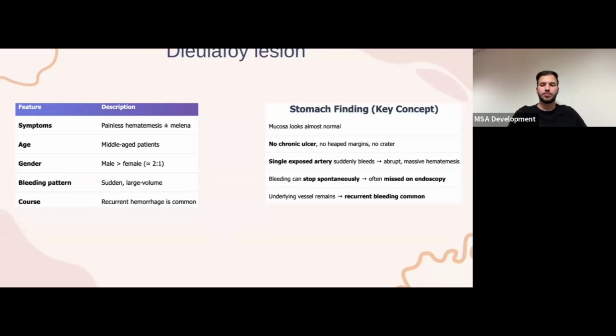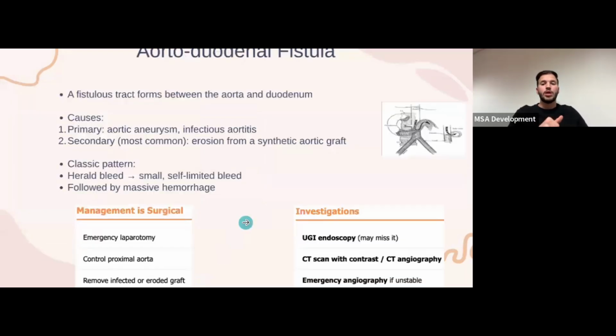Yeah, that's it. Okay. Now we have another thing which is called aortoduodenal fistula. This is an inflammatory fistula that forms between the aorta and the duodenum. It's most commonly due to erosions from a synthetic graft. Okay. So as you mentioned, it's a fistula tract that forms between the aorta and duodenum. It may happen due to aortic aneurysm or infectious aortitis. However, it's most common due to, as I mentioned, erosion from a synthetic aortic graft.